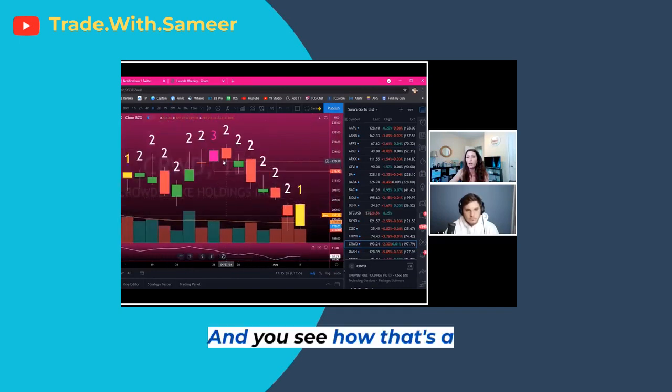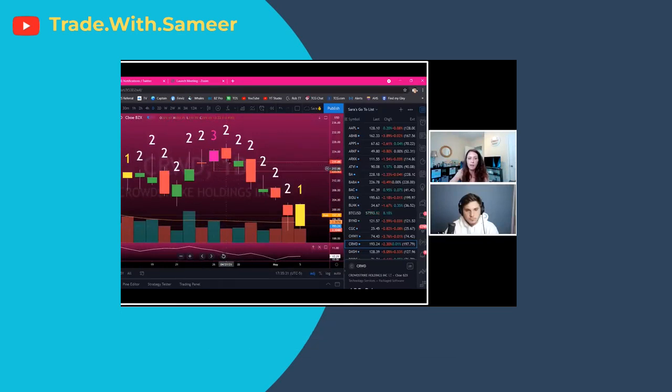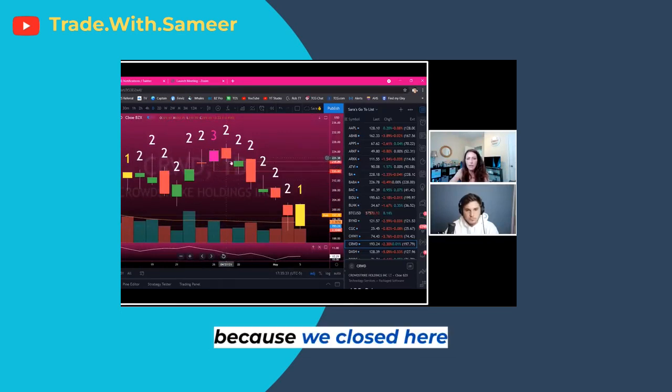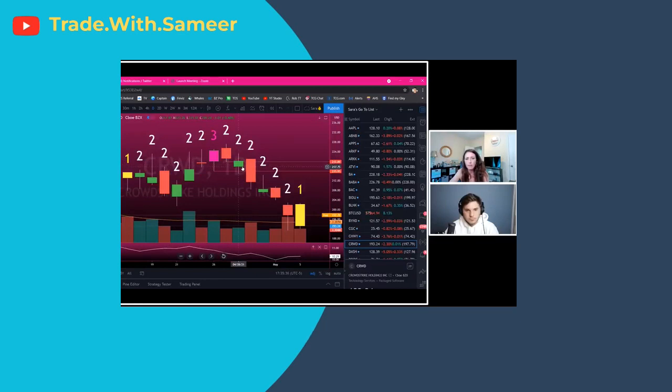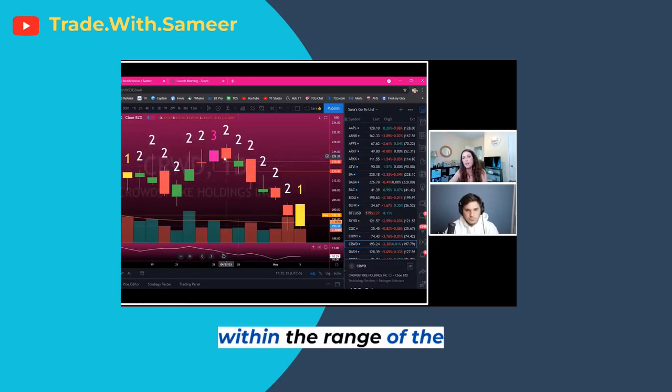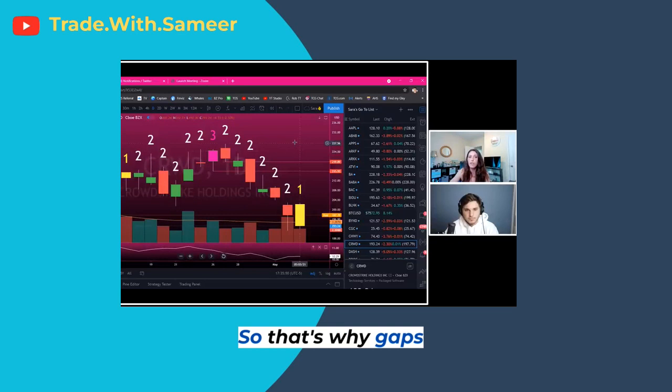And you see how, no, that's a bad example. It's a gap as well. Because we closed here and then we opened here. Let's say price had opened within the range of the previous day. That's only when you want to take them. You don't want to take them on gaps. Right. Because it gapped down, went down, and then they started buying the dip. So that's why gaps negate strat trades.